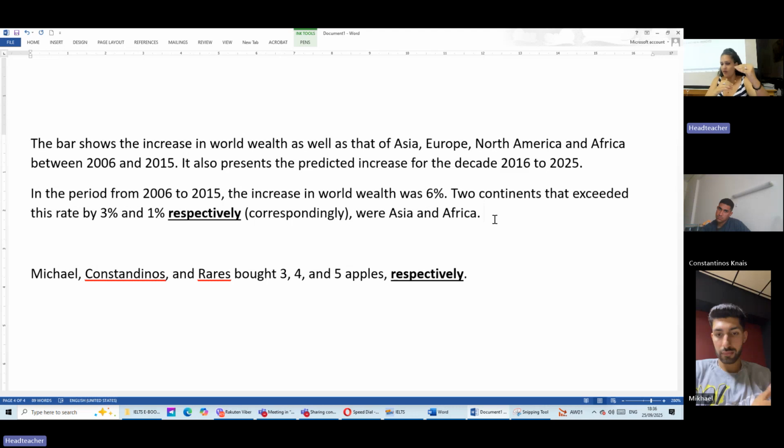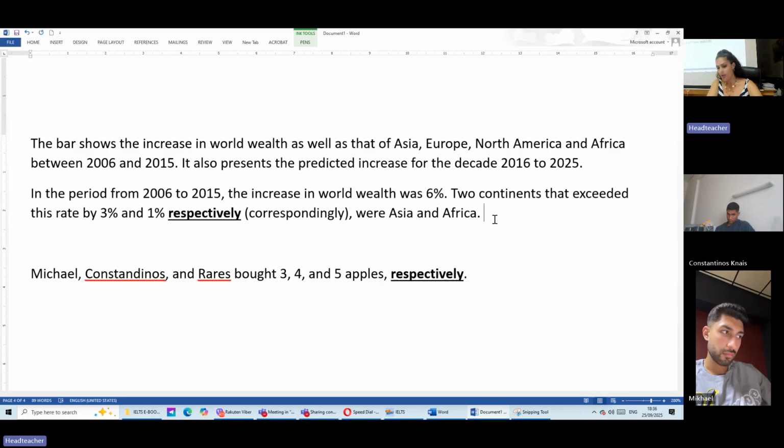So, we've used our point of reference and said some continents did better than the world. Any other comparisons that we can make? What about Europe? Yeah, exactly. So we can say there was one continent which had the same improvement. That was Europe. Bravo, bravo, bravo, Rares.